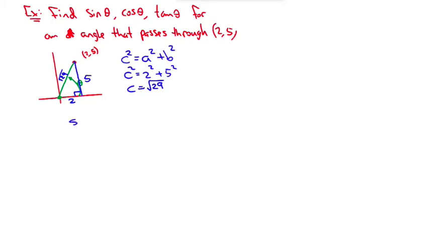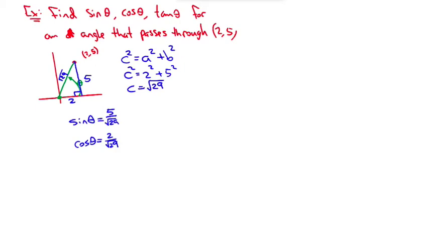What is the sine of this angle? I don't even know what the angle is, but who cares? Sine is opposite over hypotenuse, so it's 5 over the square root of 29. Cosine of theta is adjacent over hypotenuse, so that's 2 over the square root of 29.